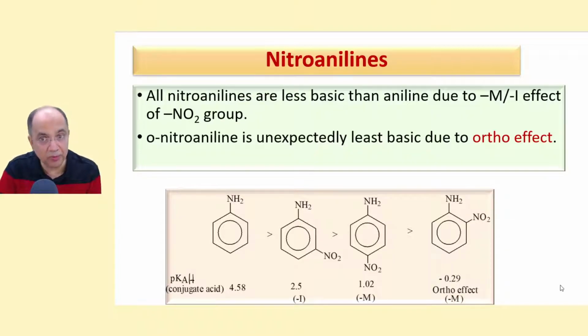So yes, had there been no ortho effect, it would have been less basic than aniline, but it's the minimum because of the ortho effect. Para, there is a minus M effect. Here, there is a minus M as well as ortho effect, as well as a minus I effect to make it least basic. Meta, only minus I. Para, minus M. Ortho, minus M as well as ortho effect: steric hindrance to protonation as well as steric inhibition for solvation. That is, these are the two causes of the ortho effect in substituted aniline.